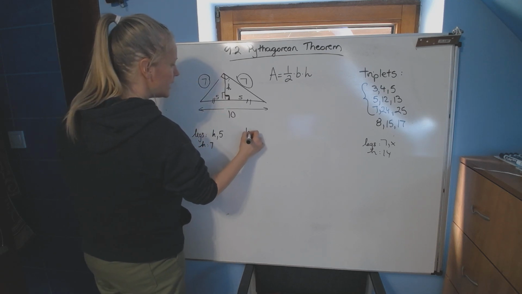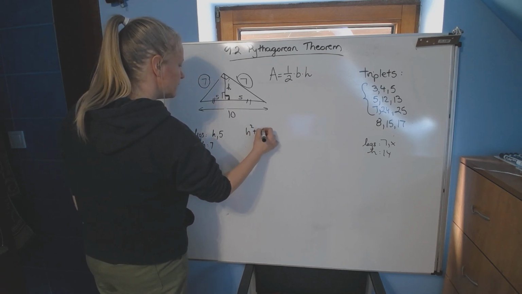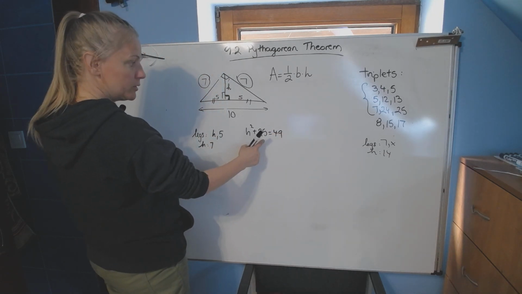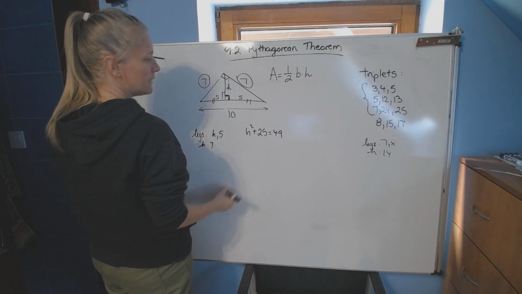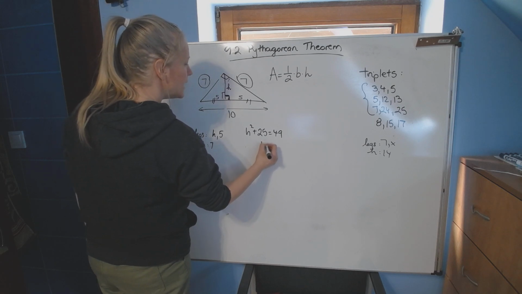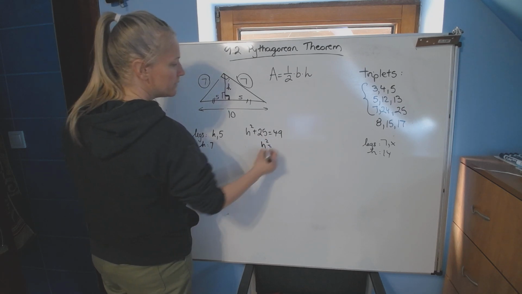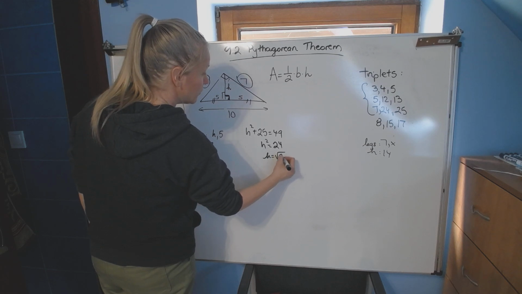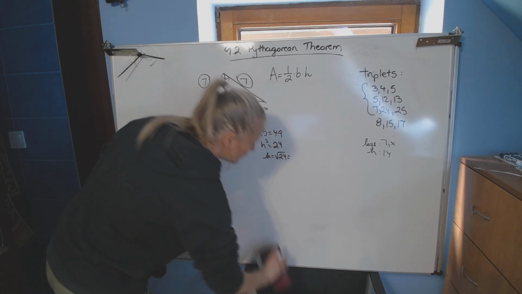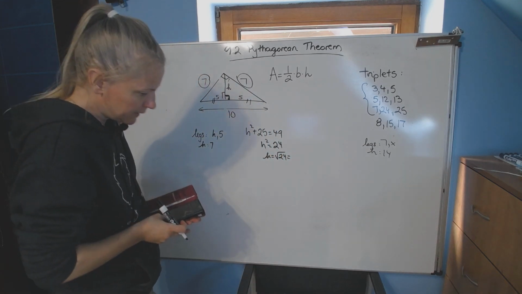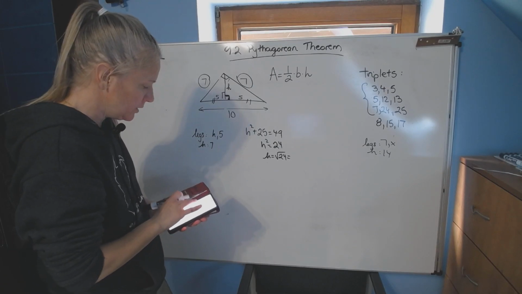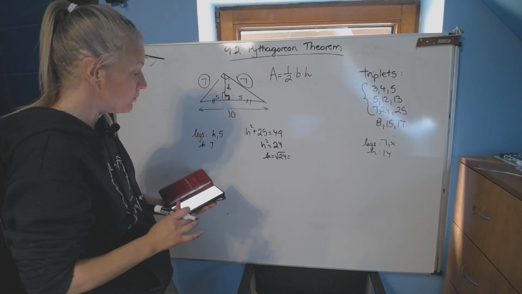Let's go ahead and do h squared plus 25 equals 49. Again, h squared plus 5 squared, which is 25, equals 7 squared, which is 49. H squared is 49 minus 25, which is 24. H equals square root of 24. And again, please use a calculator. I should too, but they use it. They just leave it at square root of 24, I guess. In the book, square root of 24, which is 4.9.